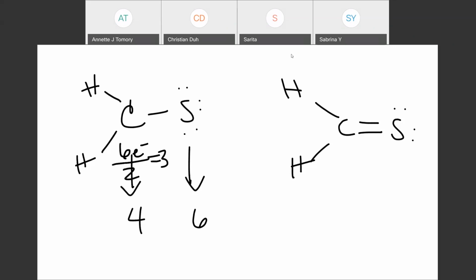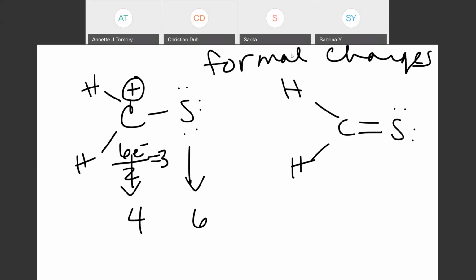Okay? So if it has 3, but it brought in 4 electrons, does it actually have more or less electrons than what it brought in? I'm talking about formal charges right now. It has less. Right? So this is actually a +1 because it's deficient 1 electron. It has 1 less electron than what it brought in. Did you follow that? A little bit? Yeah.